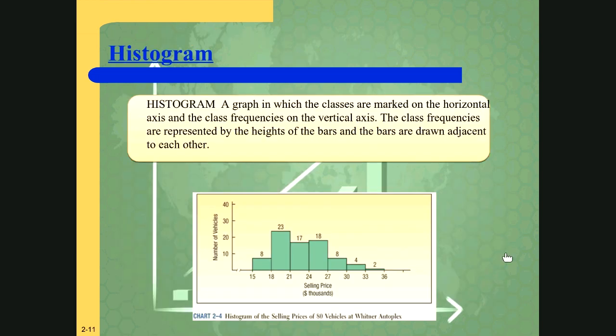So the histogram is a graph in which the classes are marked on the horizontal axis and the class frequencies on the vertical axis. The class frequencies are represented by the heights of the bars, and the bars are drawn adjacent to each other because they're a part of one sample. They're not separate samples.